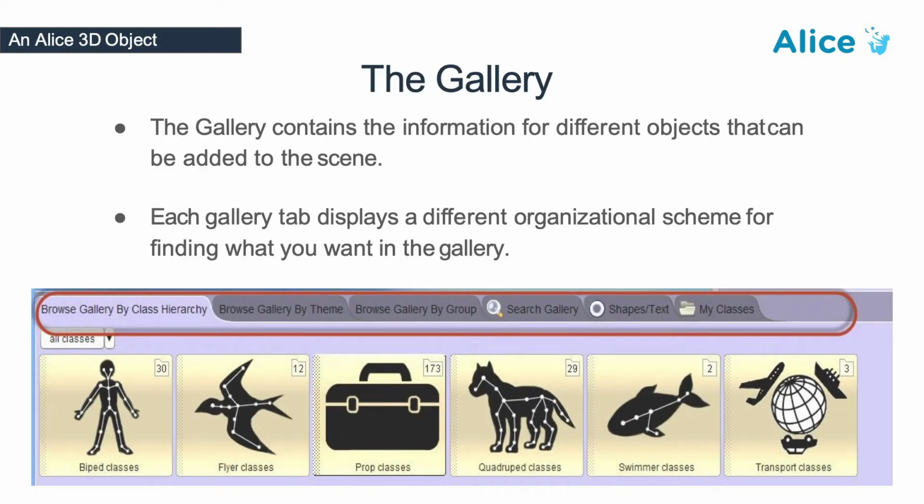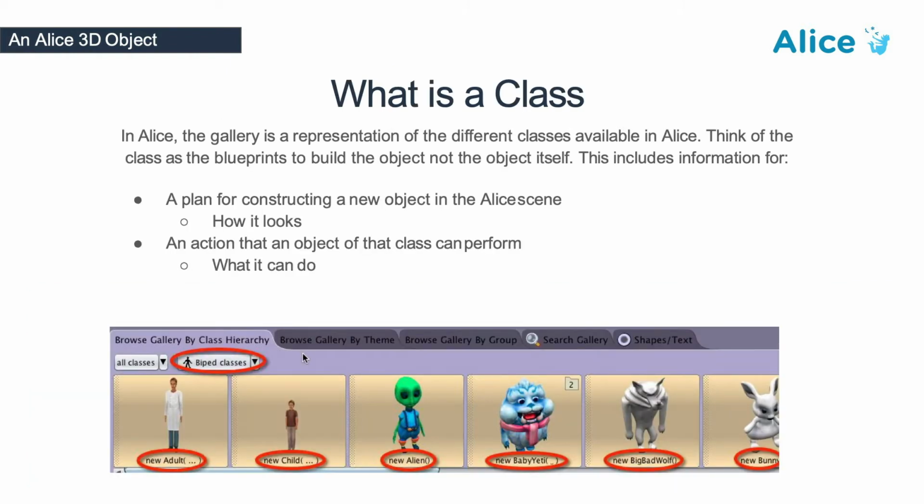Let's look at the gallery. The gallery contains the 3D models for adding objects to a scene. Each gallery tab displays a different organizational scheme for finding classes in the gallery. In Alice, a class defines a plan for constructing a new object in an Alice scene based around how it looks, and an action that an object of that class can perform, what an object can do.